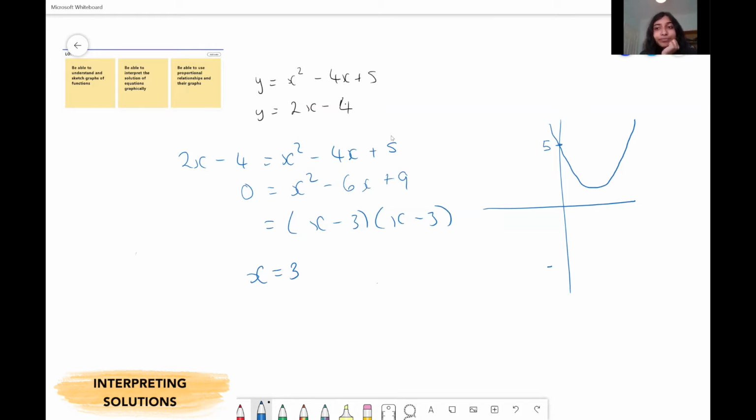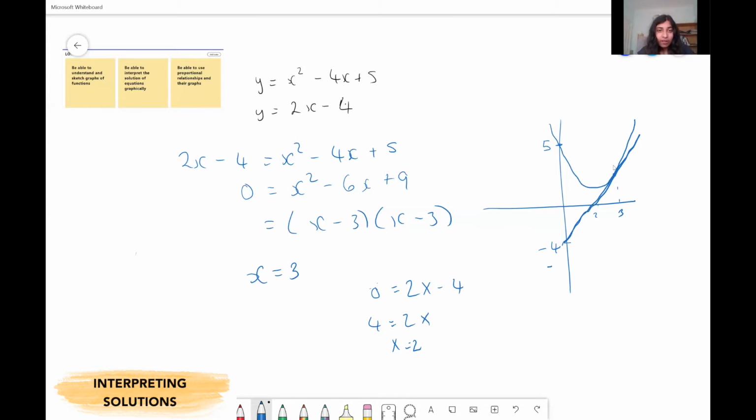And then you have y equals 2x minus 4. You know that will cross the y-axis at minus 4. And you can figure out where it crosses the x-axis. If you do 0 equals 2x minus 4, 4 equals 2x, so x equals 2. So have x equals 2 here. Then you know it'll only touch the quadratic once, when x equals 3. So the graph would look something like this, but more straight. But yeah, remember to use a ruler.